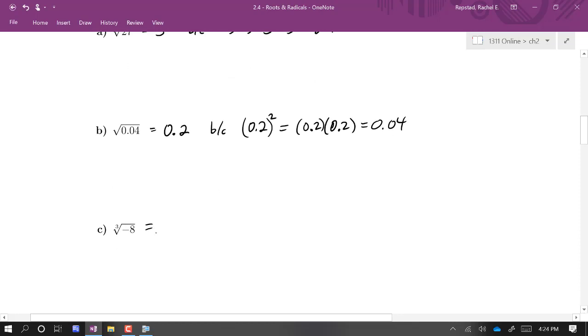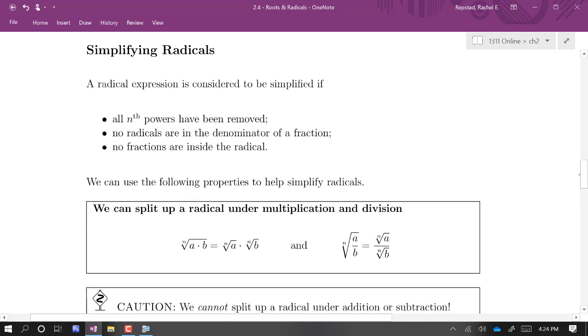The cube root of -8 is equal to -2, and that's because -2 cubed, which is -2 times -2 times -2, is equal to -8. So a lot of what we do in this section is going to be simplifying radicals, trying to write an expression that involves a radical in its simplest form.